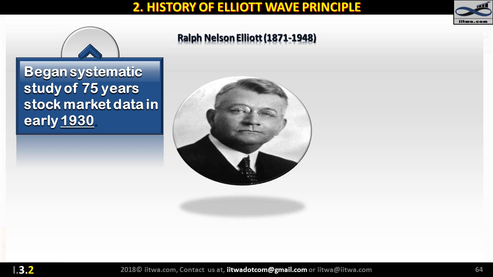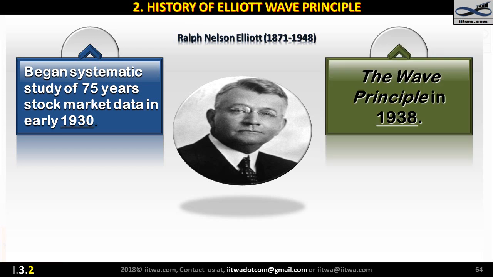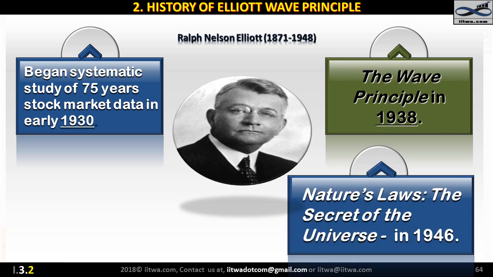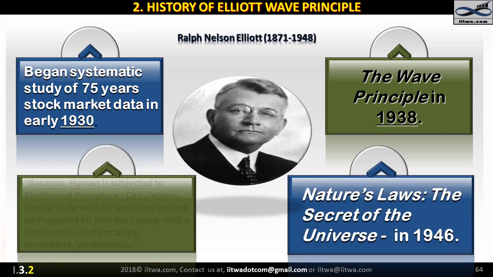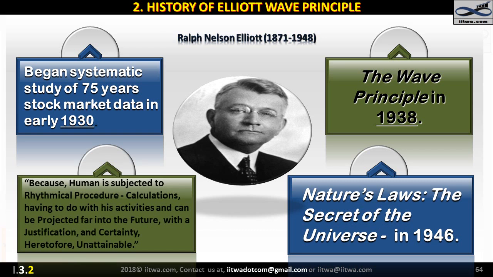Elliott published his theory of market behavior in the book The Wave Principle in 1938, summarized it in a series of articles in Financial World magazine in 1939, and covered his work in the most comprehensive way in his final major work, Nature's Laws, The Secret of the Universe, in 1946. Elliott wrote that, because man is subjected to rhythmical procedure, calculations having to do with his activities can be projected far into the future with a justification and certainty heretofore unattainable.